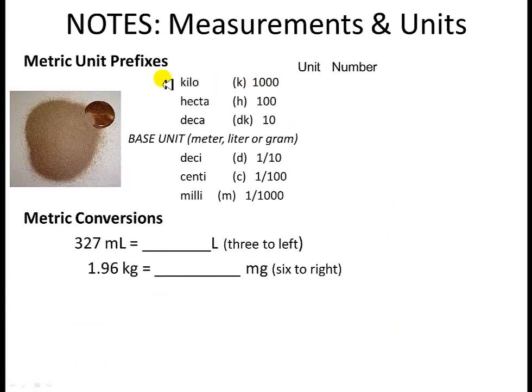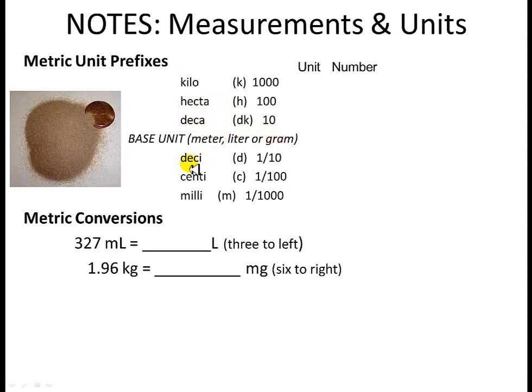Measurement, units and notes, metric system. We have kilo meaning 1,000, represented by a K, hecto, 100 with H, deca, tens, DK. We have the basic unit for meter, so we can have a kilometer, we could have a hectometer, we could have a decameter. We can do the same thing, kiloliter, we can do kilogram, decaliter, decagram.